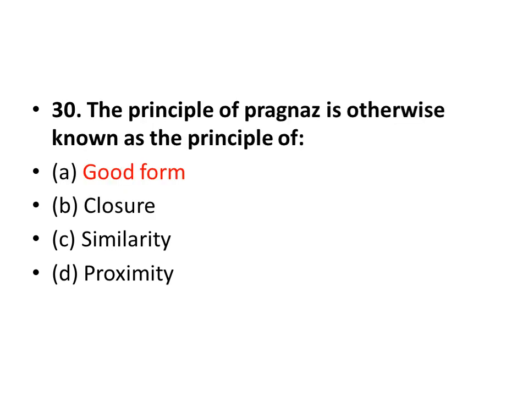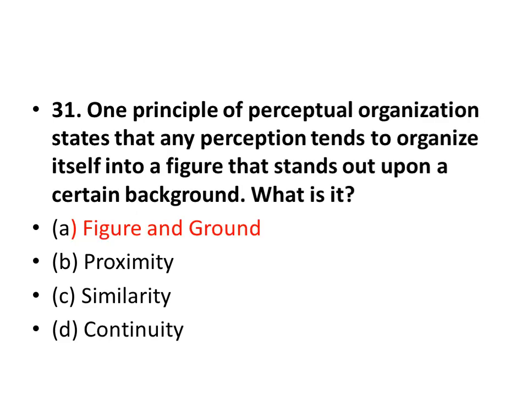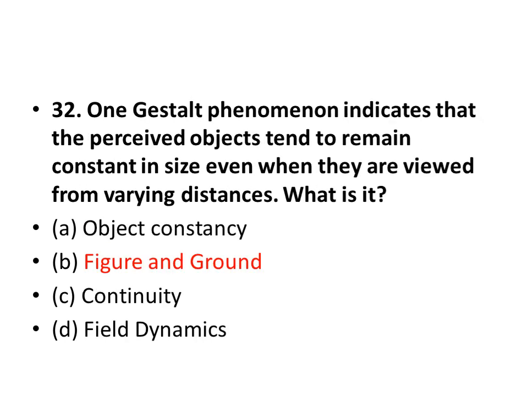The principle of pragnanz is otherwise known as the principle of good form. One principle of perceptual organization states that any perception tends to organize itself into a figure standing out upon a certain background. What is it? That is the figure and ground. One Gestalt phenomenon is that perceived objects tend to remain constant in size even when they are viewed from varying distances. What is this? That is the figure and ground.